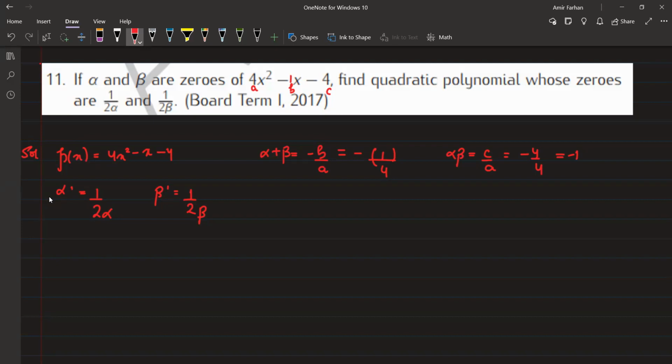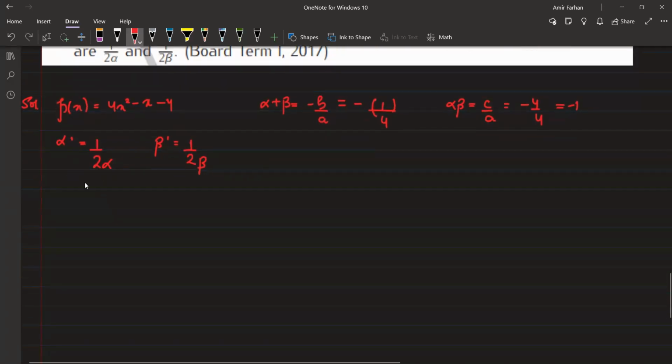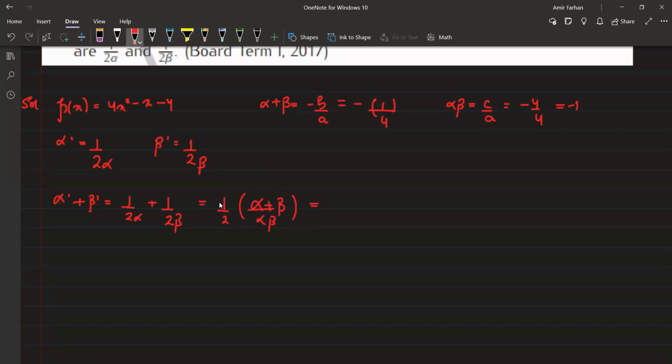So now you can see this. If you take the sum of zeros of this polynomial, alpha plus beta, alpha dash plus beta dash, that is equal to 1/2 alpha plus 1/2 beta. You can see 1/2 is common here. If you take it out, alpha plus beta will be this. So now you already have this value, 1/2. Alpha plus beta is what? Minus 1/4.